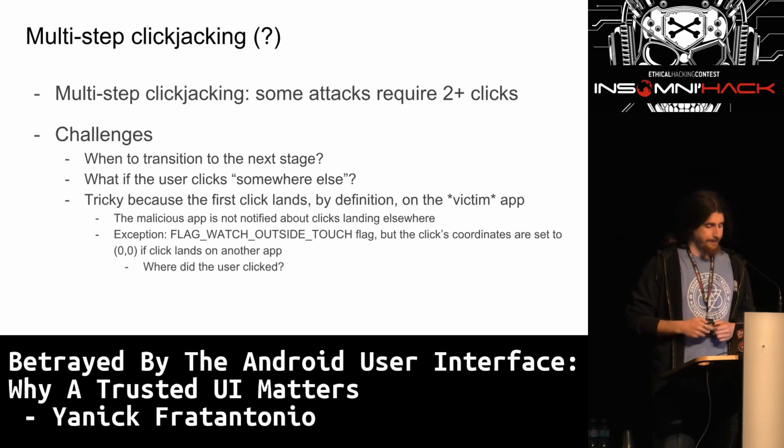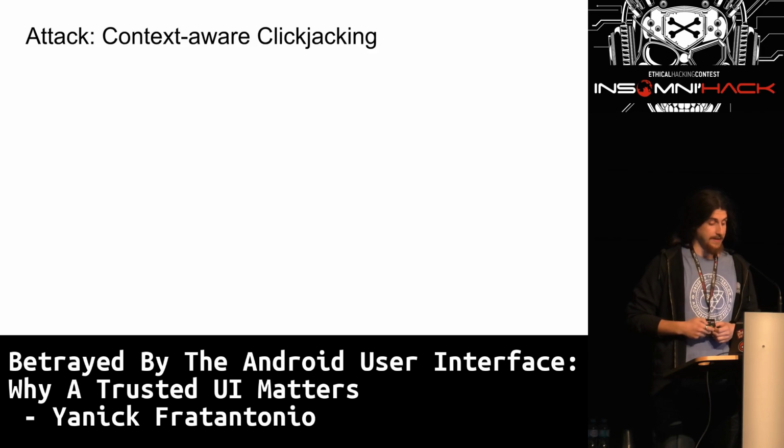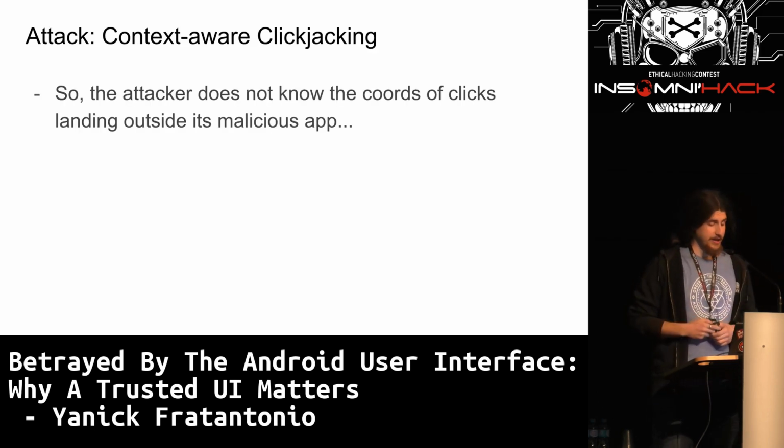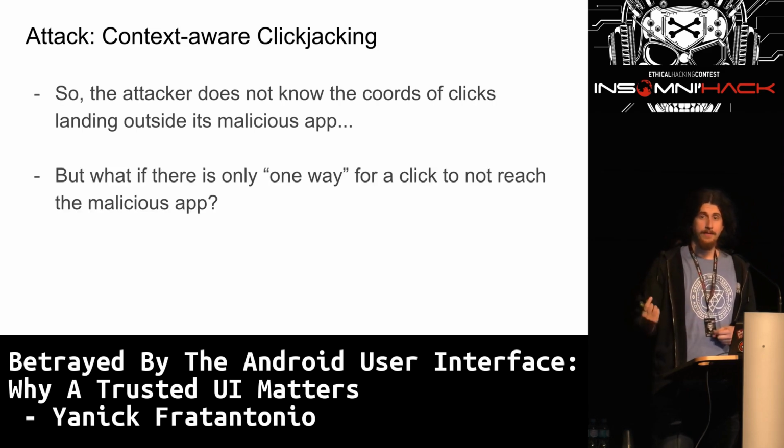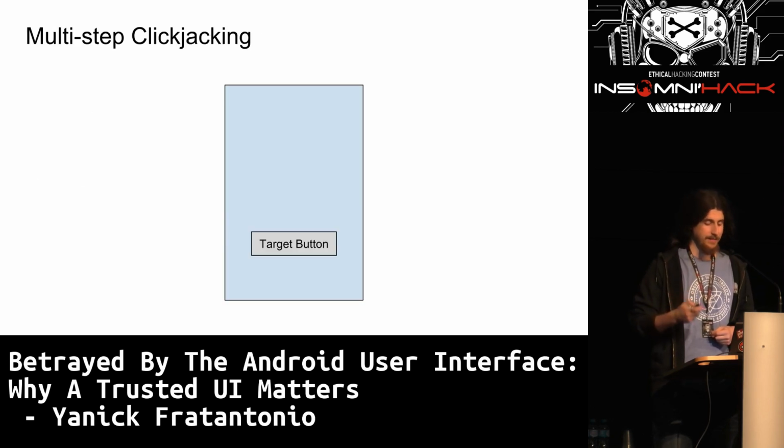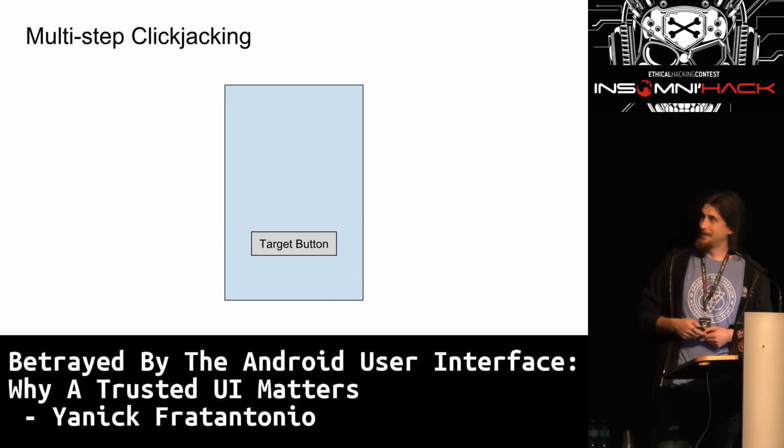And then it came to mind, so there is still the problem, right? Because you don't know where the user clicked, and it's a very important step for doing this kind of multi-step attacks. One trick we found, we call the context-aware clickjacking. So the attacker doesn't know the coordinates of the click, but what if there is only one way for the click to not reach the malicious app? It's actually much easier with an example.